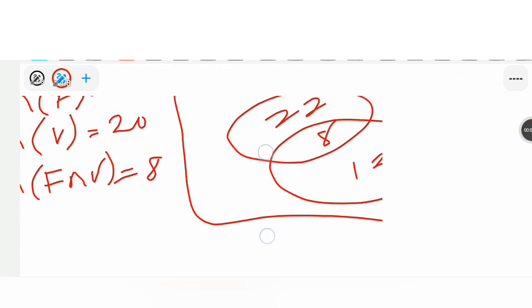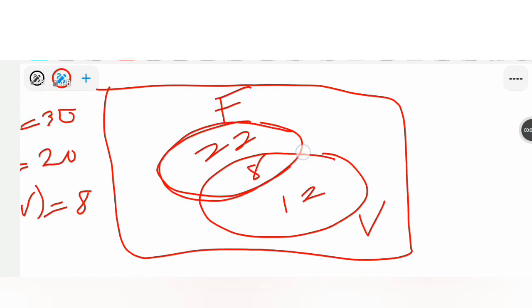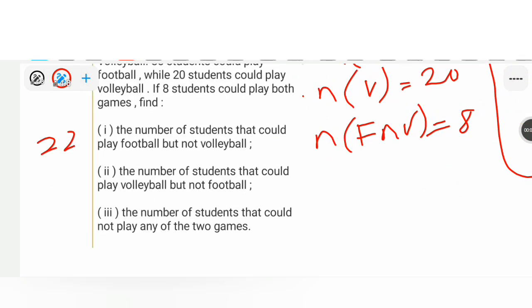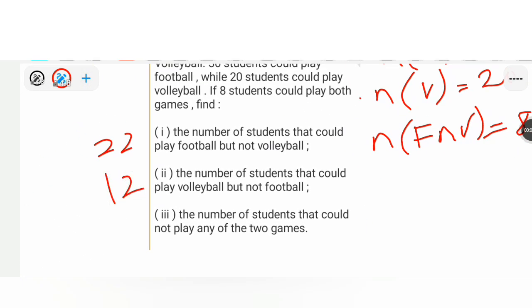Number of students that could play volleyball but not football. That means the circle of F should not be involved. This circle should not be involved. So this is our answer here, 12. So that means this place here is 12.